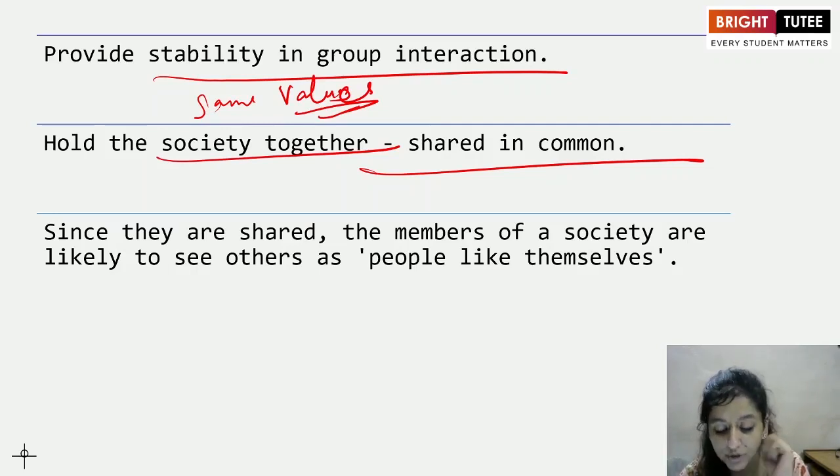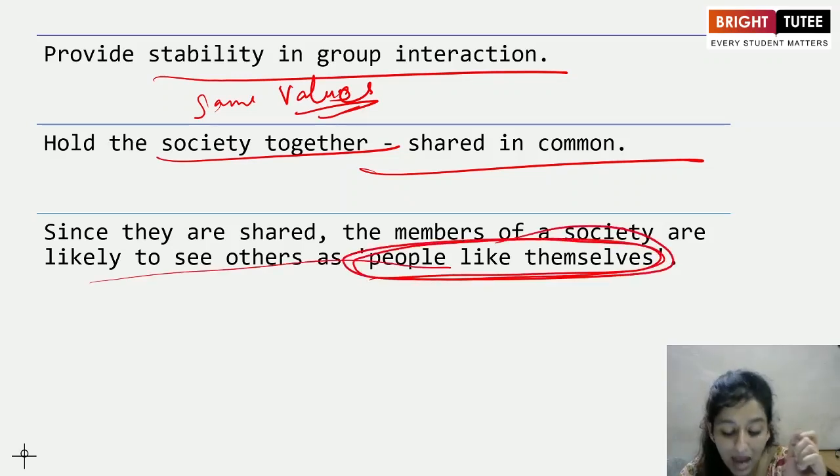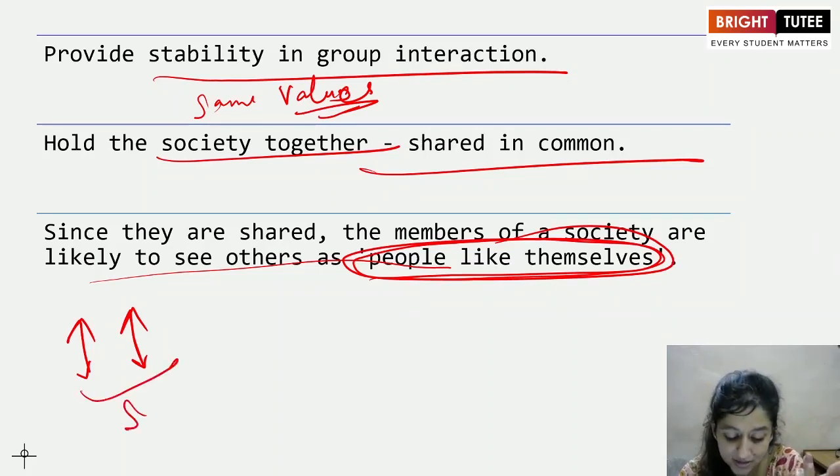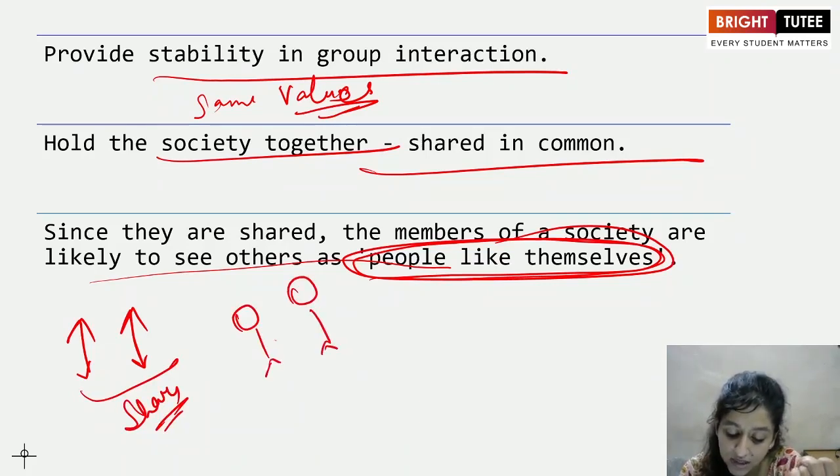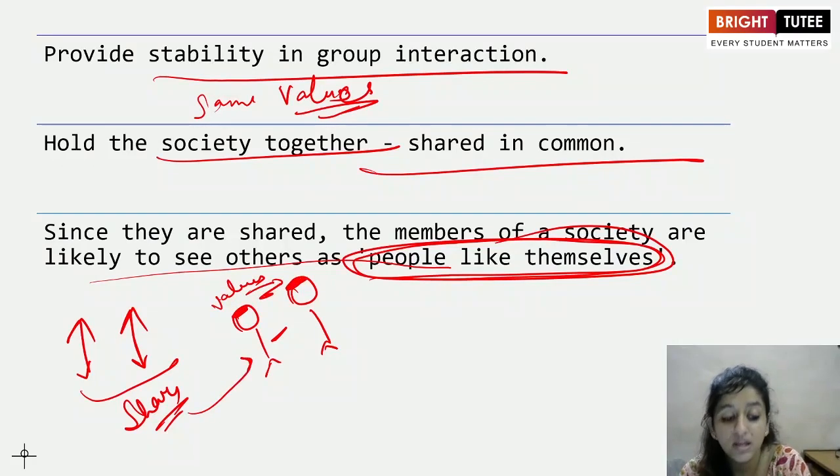Since they are shared, the members of the group are likely to see each other as people like themselves. I see my replica in you because you and I share these values, share this system. So I see in you the individual that I will be. All the things going on in my mind related to social values will be similar to yours, because we share the social values that are present.